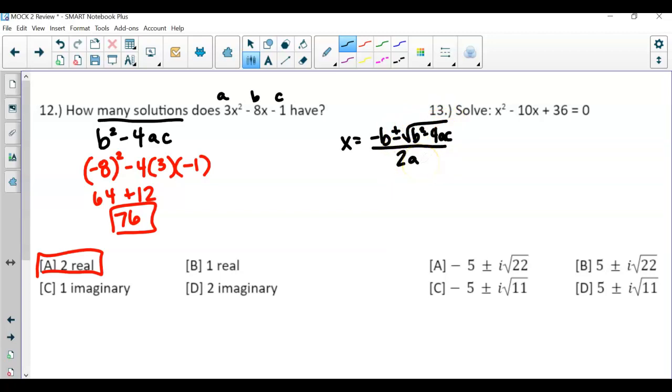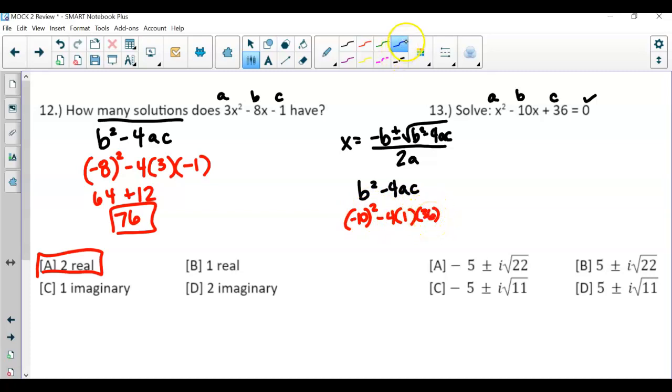I'm going to go ahead and do the discriminant first again. So b squared minus 4 times a times c. Well, our equation's equal to 0, so we're good. So I can identify my a, my b, and my c values. B squared, which is negative 10, minus 4 times a, which is 1, times c, which is 36.